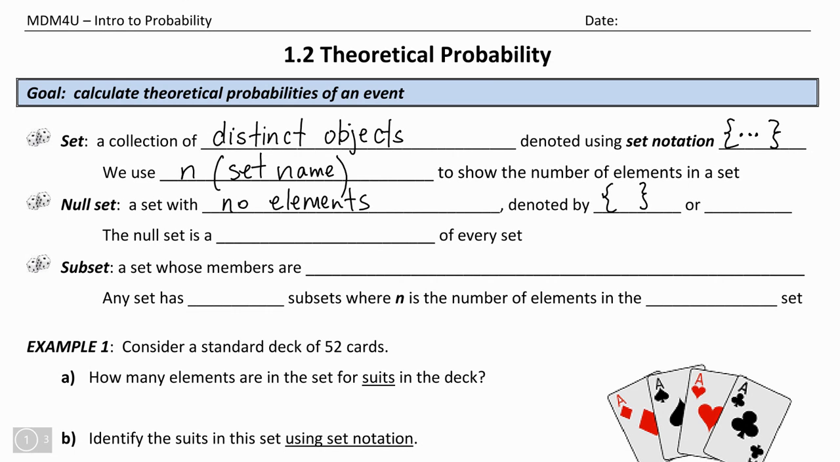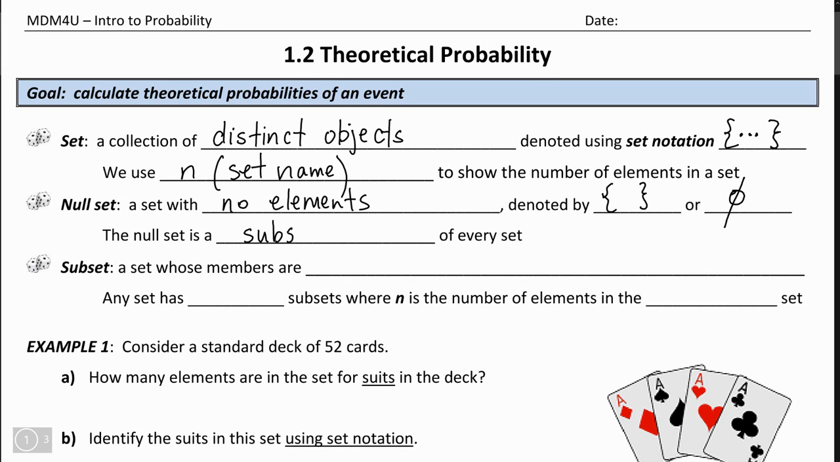And if you don't like using curly brace brackets, another way to say null set is to draw this 0 with a line through it like that. So the word null, think of it like if you ever took computer science, null, like a null memory, nothing in the memory. So null set. And a null set is a subset of every set, meaning it's a set that's inside other sets.